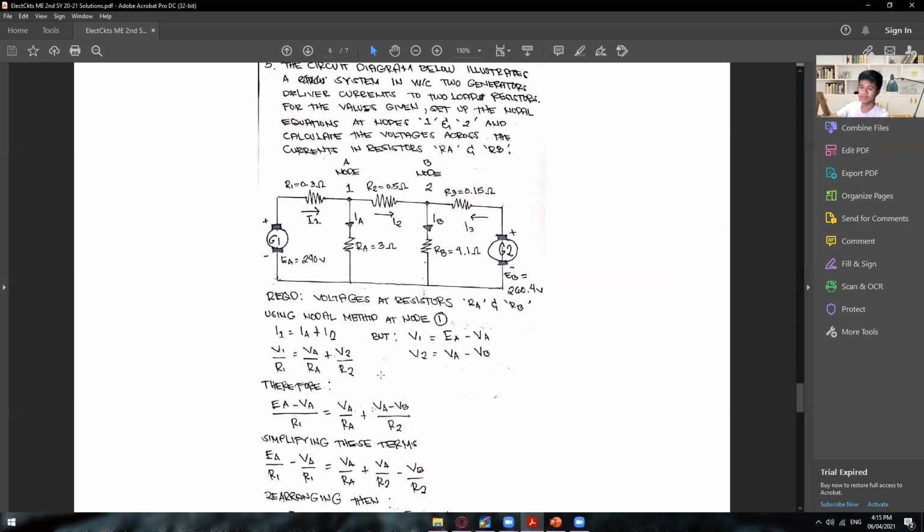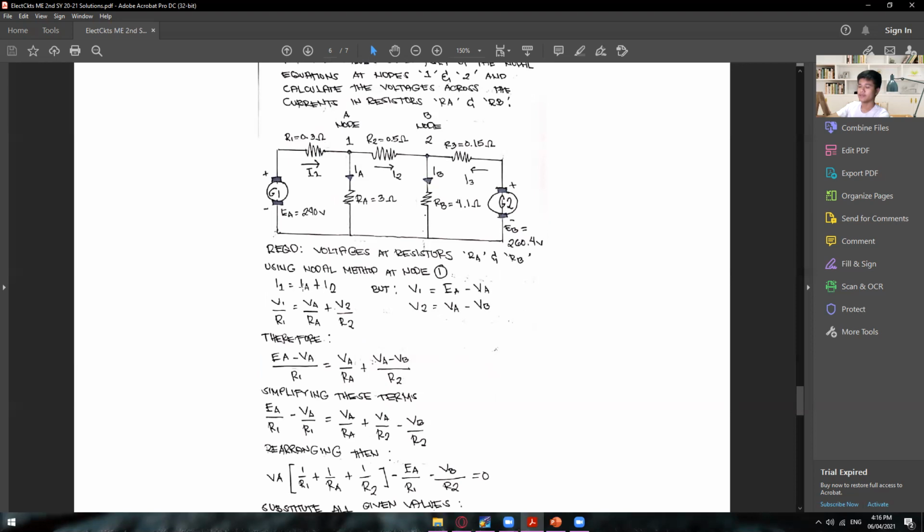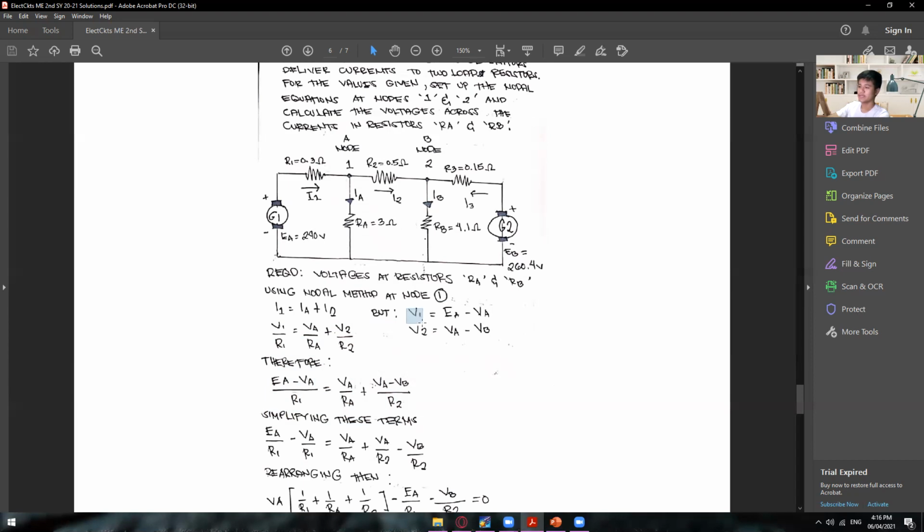Just by using I is equal to V divided by R, you'll be able to get this formula. VA divided by RA for IA, and then V2 divided by R2 for I2. All right, so before we go here, we have this one. V1 is actually equal to EA minus VA.